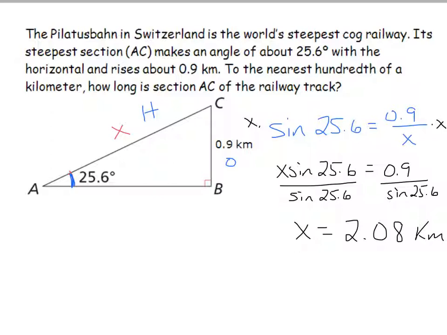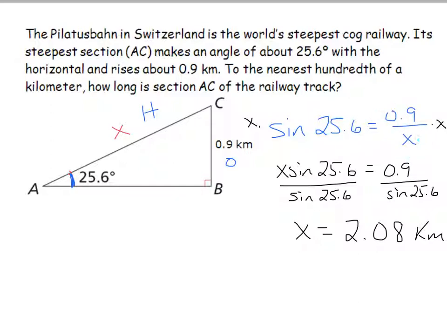All right, taking a look at this one, I've got the angle of 25.6 degrees. I have the opposite leg labeled, and I'm trying to find the hypotenuse. So opposite hypotenuse, so sine. It's going to be sine of my angle, 25.6, is equal to my opposite, 0.9, over my hypotenuse, x.